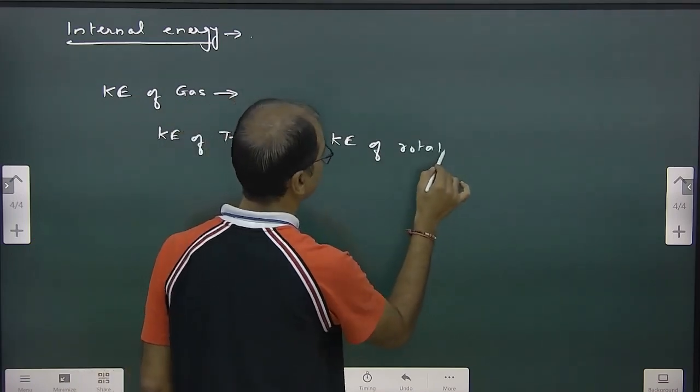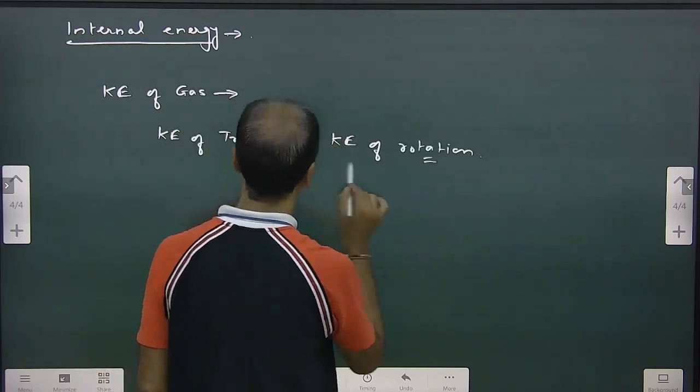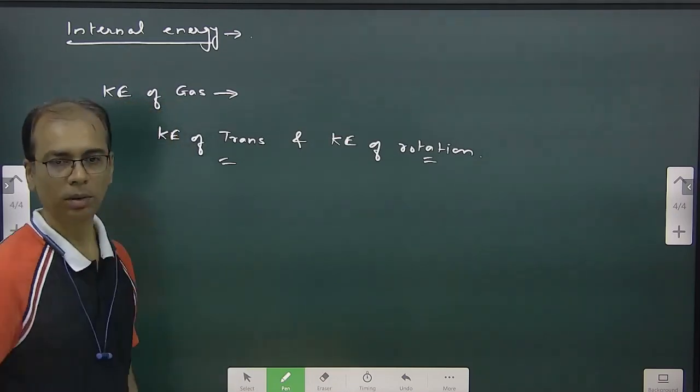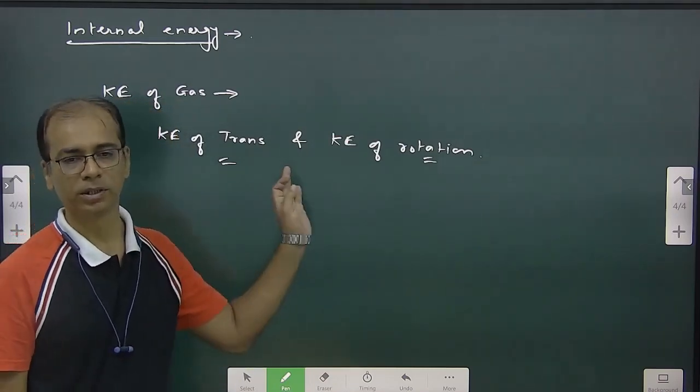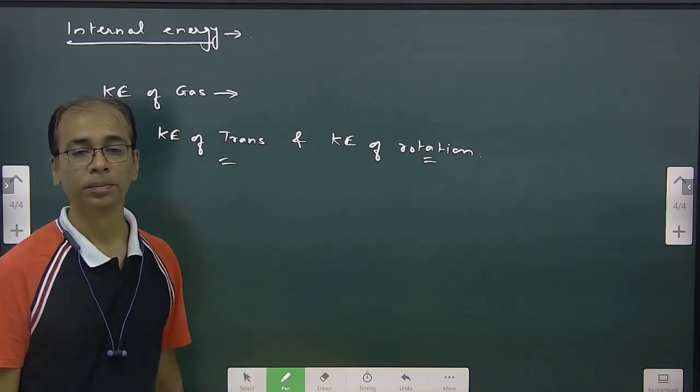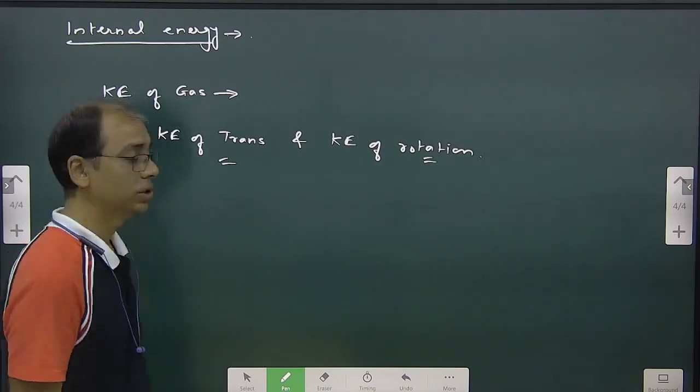So it is there. Kinetic energy is having this form. Molecules are moving in translation also and rotation also. Fine. Then what about potential energy?